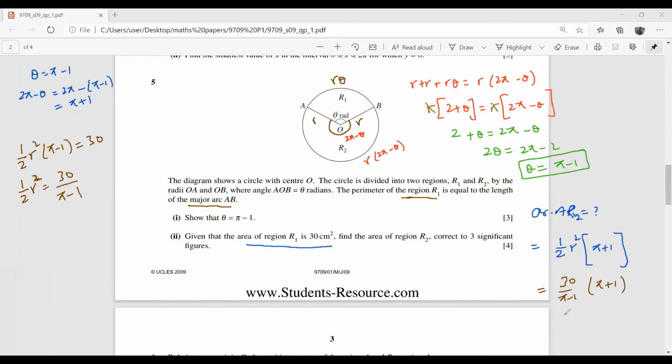Using the calculator at this level, you can get the correct answer, correct to three significant figures. Did anyone find the answer using the calculator? 58.01. Okay, so correct to three significant figures, we should write it as 58.0. And please remember, if you just ignored this zero and thought, okay, 58.0 is same as 58, now this is two significant figures. So you have to write it as 58.0 centimeter square.